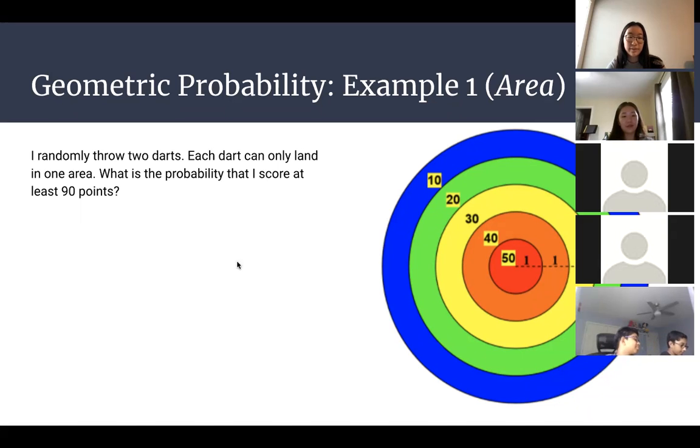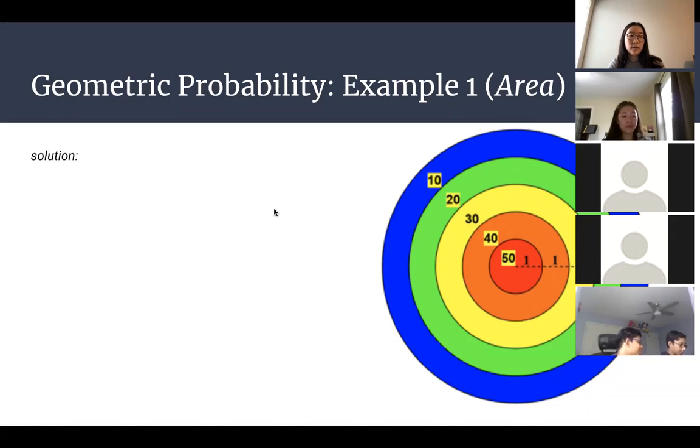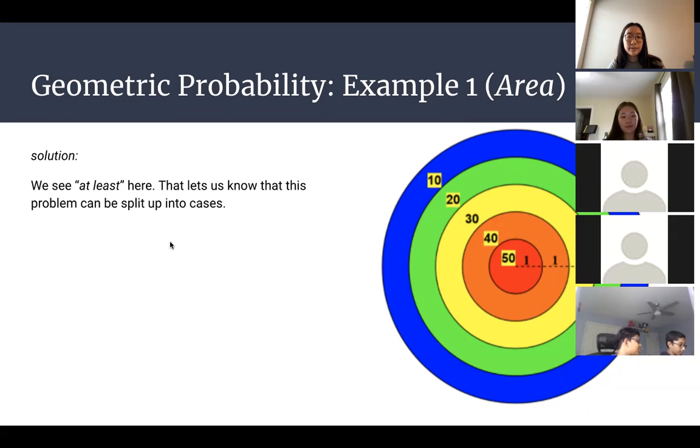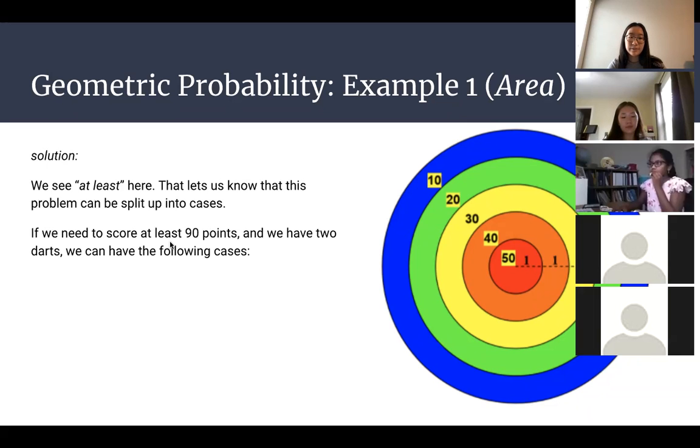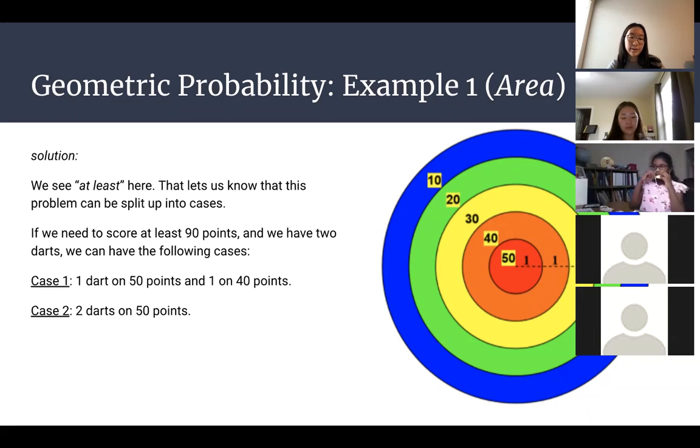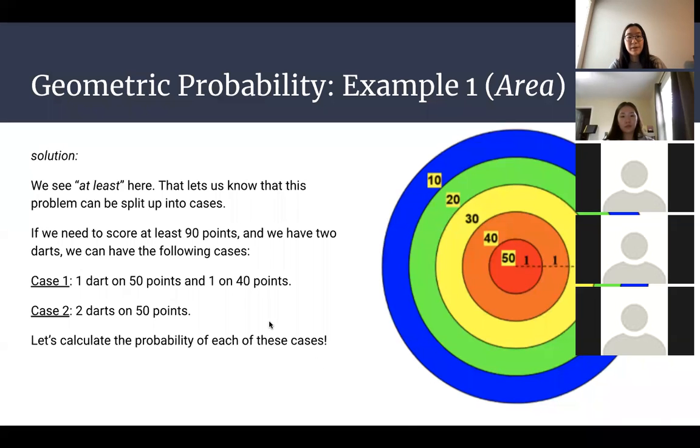Okay, so let's go to the next slide. So we're going to see at least here, and that tells us we can use a bunch of cases. So our cases are going to be that we get 1 dart on 50 points and 1 dart on 40 points. And case 2 is that we get both of the darts in that center 50-point ring, right? So basically, when you see problems, you need to see the criteria, and then think about ways that criteria is going to be met.